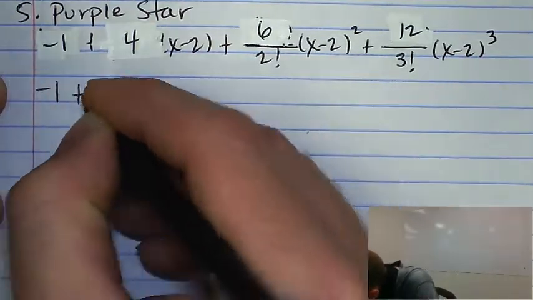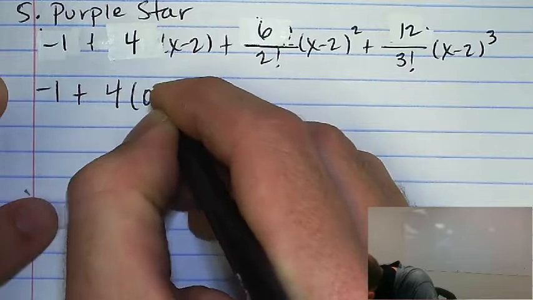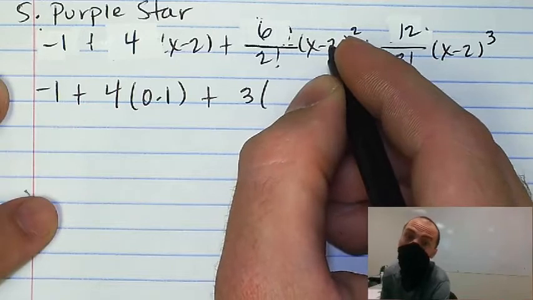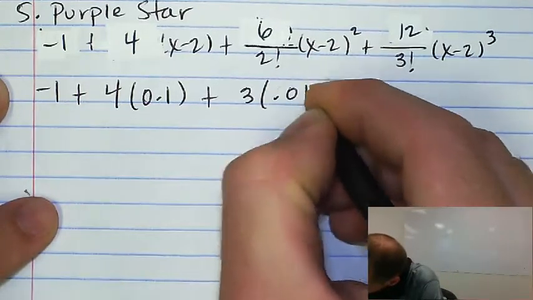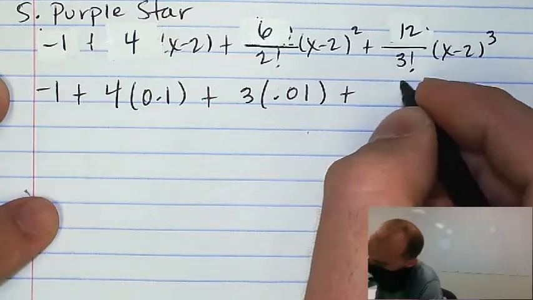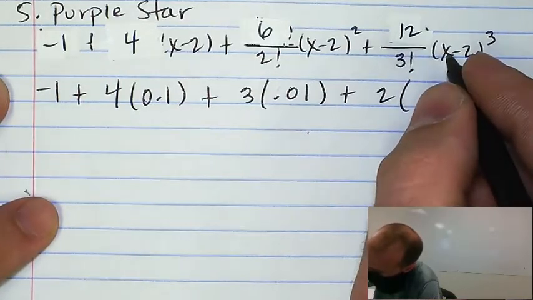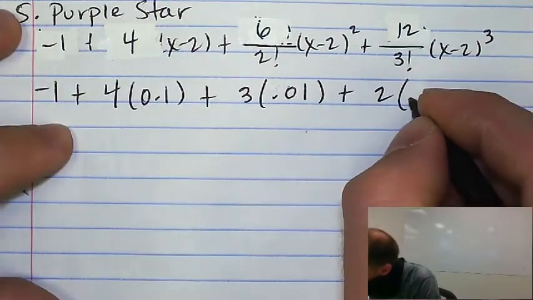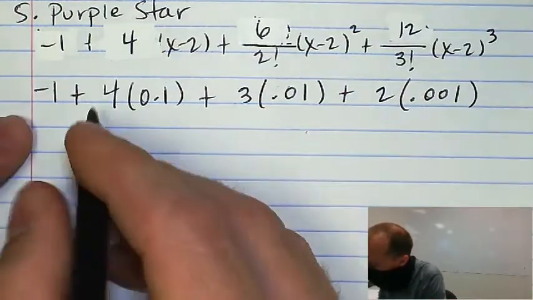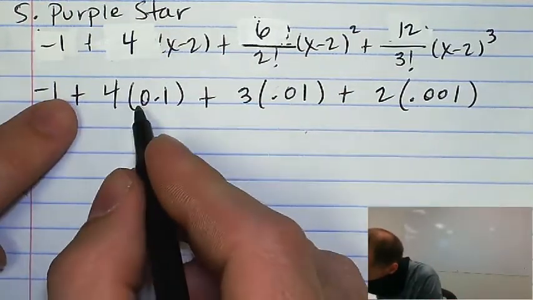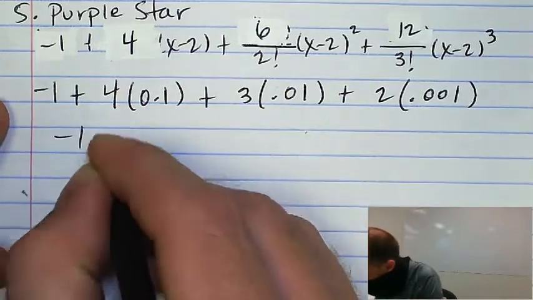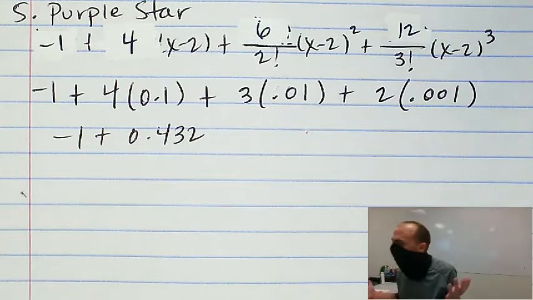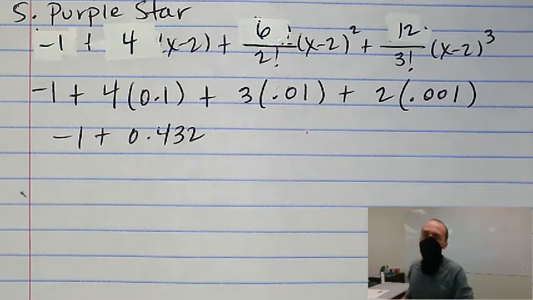Okay, so I've got -1 plus 4 times 0.1 plus 6 divided by 2 factorial, which is 3, times 2.1 minus 2 squared, which is going to be 0.01. So plus, and then 12 divided by 6 is going to be 2. 2.1 minus 2 is 0.1. 0.1 to the third is 1/1000th, so 0.001. So this basically comes to 0.432. -1 plus 0.432 is going to be, I don't know, 0.568 or something. Yeah, that's answer choice B.